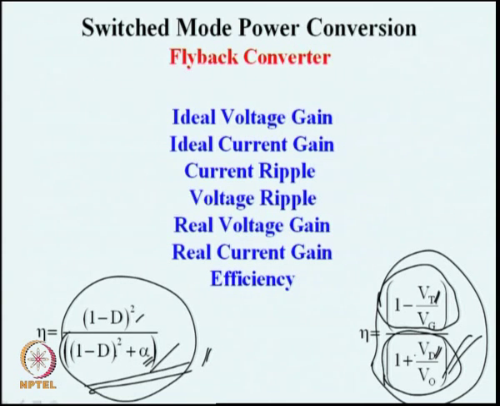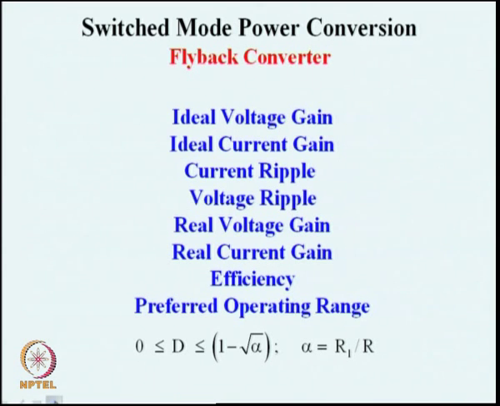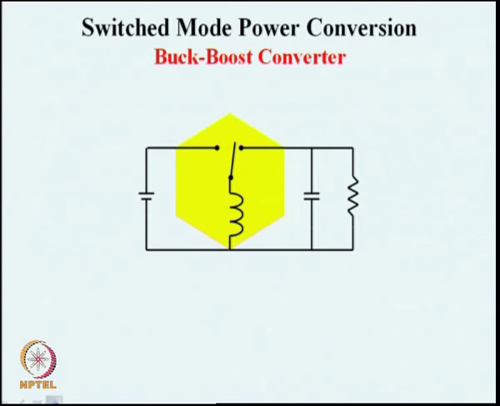So, effectively the overall efficiency is the product of these two correction factors, and we had seen that in the boost converter as well as the flyback converter, when the duty ratio goes beyond 1 minus root alpha, the converter operates with an efficiency which is less than 0.5, which is not a very good operating point. Losses are higher than what is being delivered to the load. So, the preferred operating range is in the region where duty ratio is less than 1 minus root alpha. Normally, we would keep it even considerably less than 1 minus root alpha, so that the efficiency is closer to 80% or 90%.